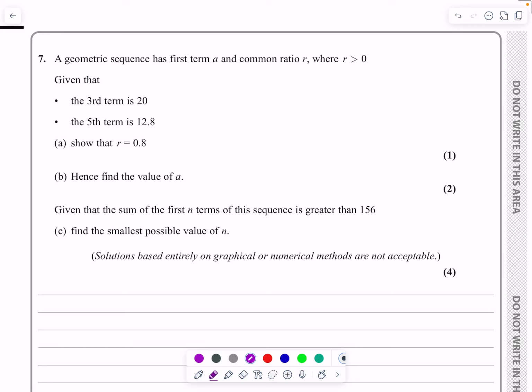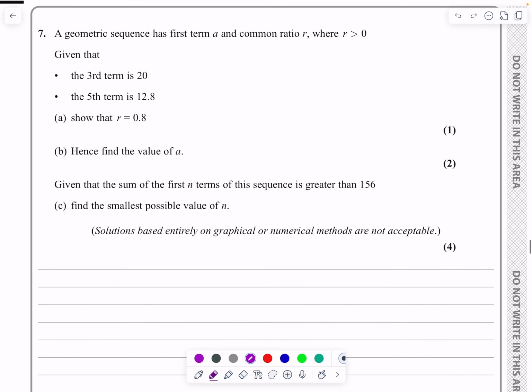Okay, this is the P2 paper from January 2023. It's question number 7, and this is a sequences and series question. In particular, we're going to be looking at a geometric sequence and the sum to n terms of a geometric sequence. Let's have a look and see what they've told us then.